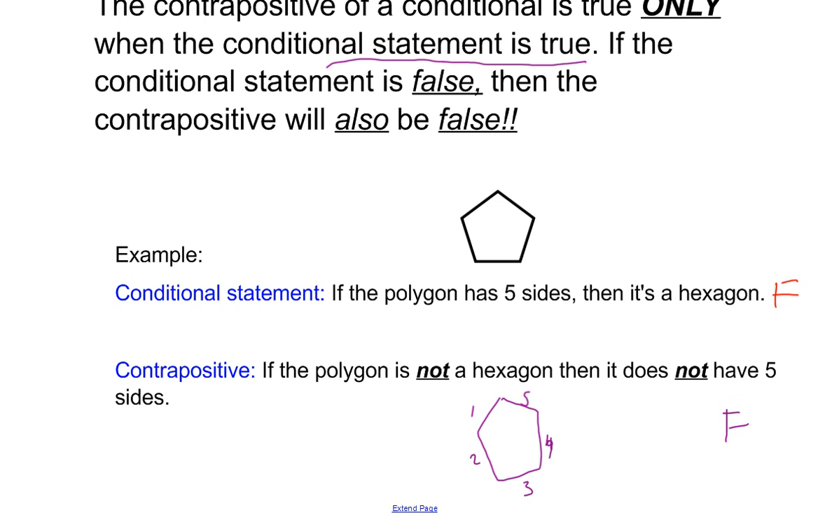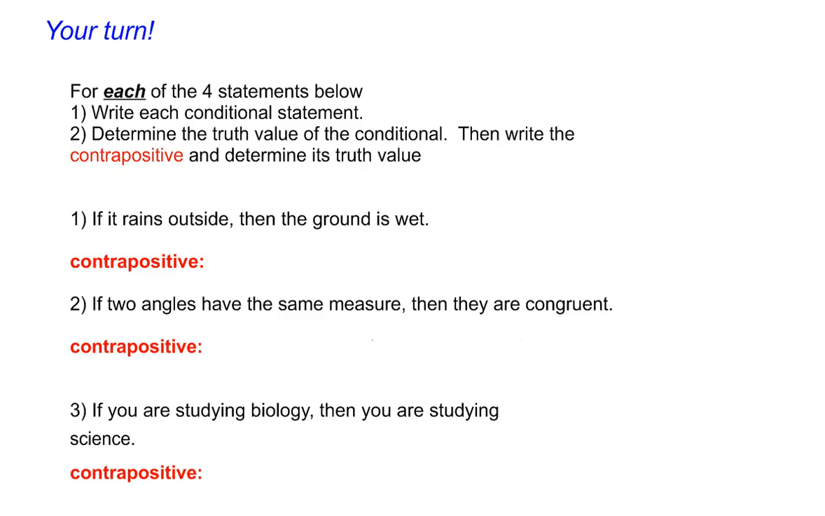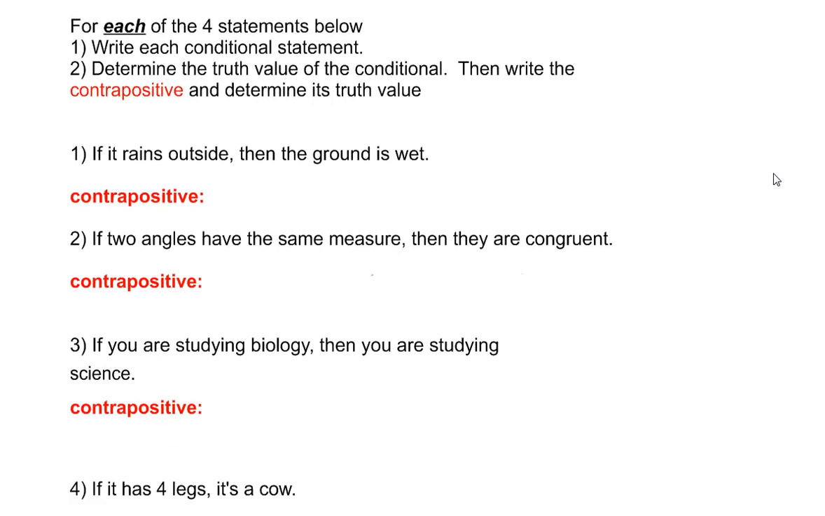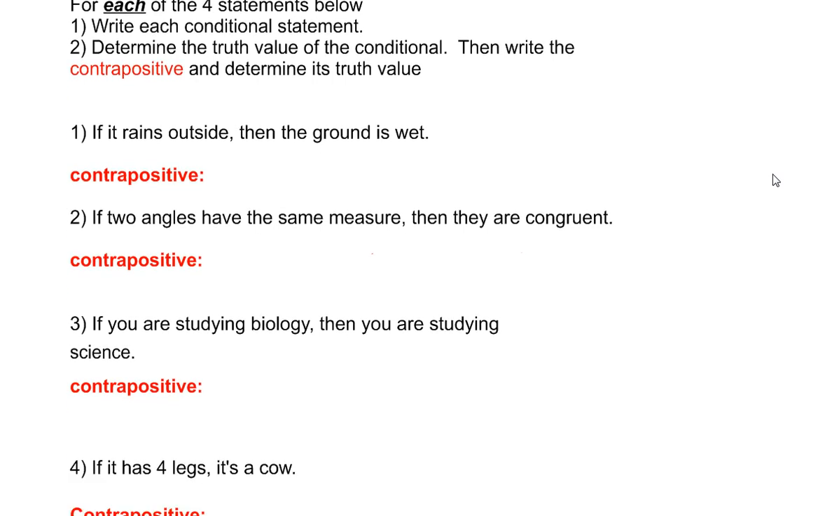Here's what we'd like for you to do. For each of these 4 statements below, write each conditional statement so you have it in front of you, then determine the truth value of the conditional, then write the contrapositive and determine its truth value. Put your player on pause, try to do all 4 of these, and then hit play to resume, and we'll see how you did.